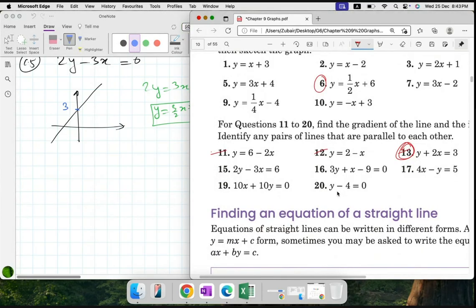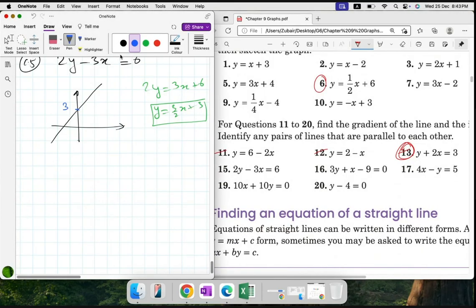Okay, now let's try number 16. 3y plus x minus 9 is equal to 0.